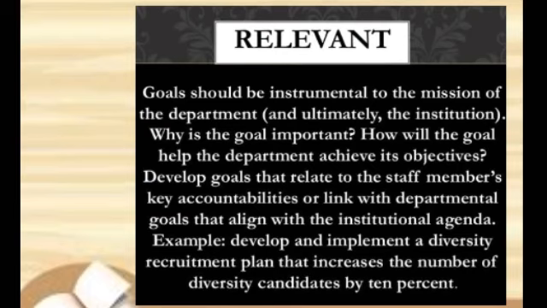Halimbawa dito, develop and implement a diversity recruitment plan that increases the number of diversity candidates by 10%. So, ibig sabihin, kapag nag-develop ka daw ng diversity recruitment plan, matataasan nito ang number of diversity candidates ng 10%. So, doon pala makikita mo na may benefits, may purpose kung bakit mo to ginagawa.